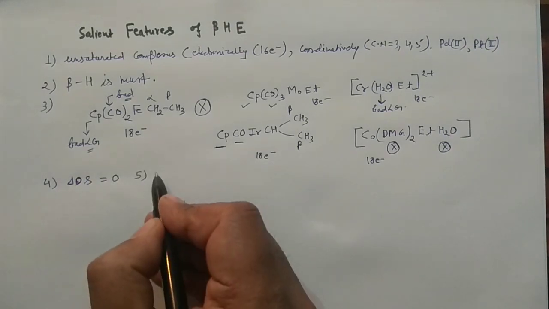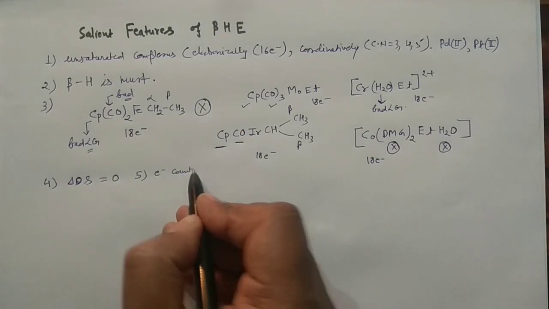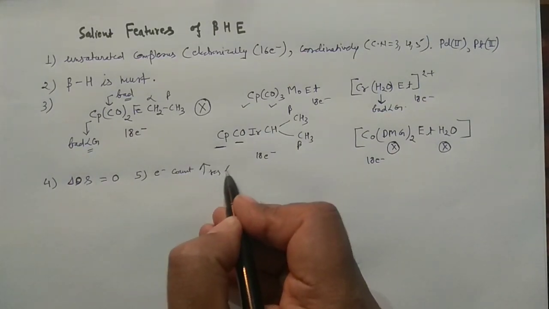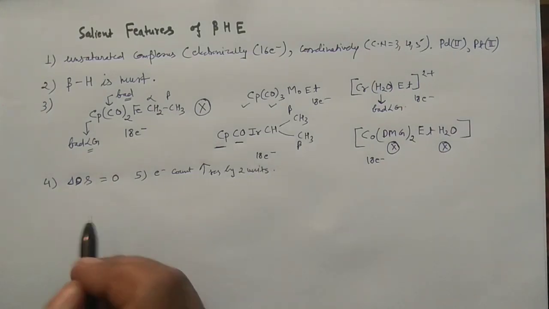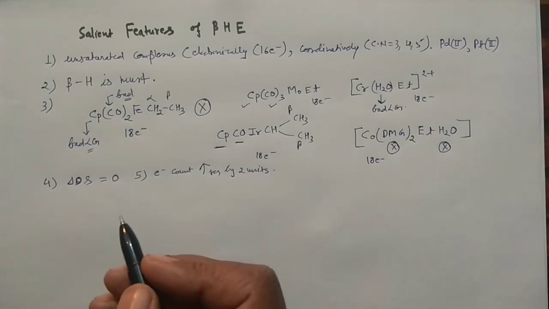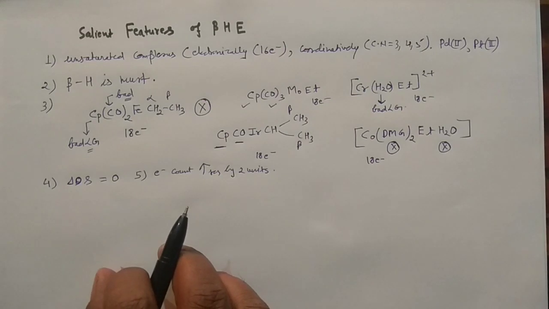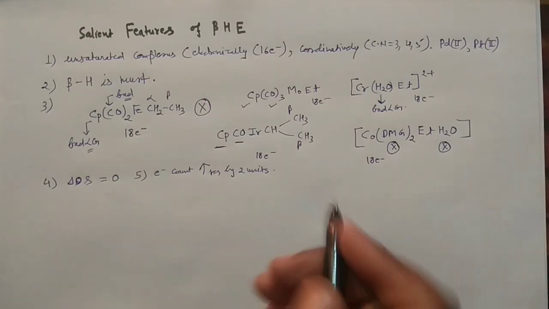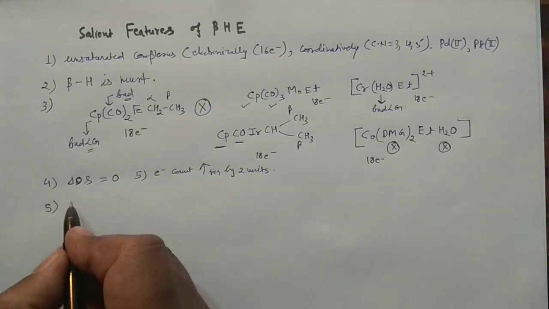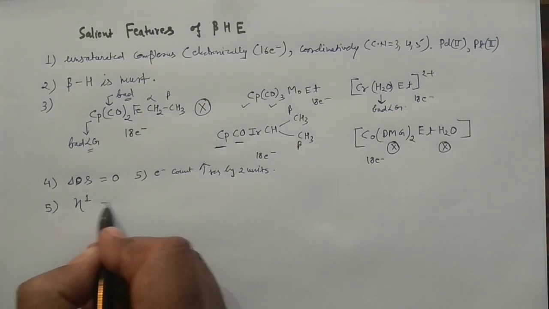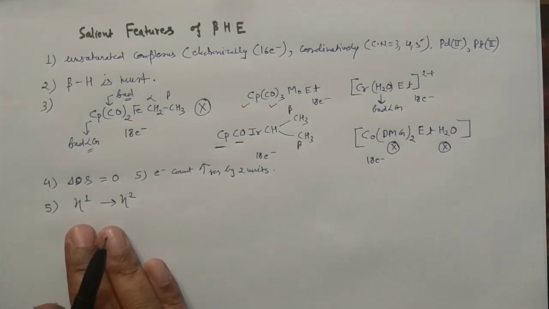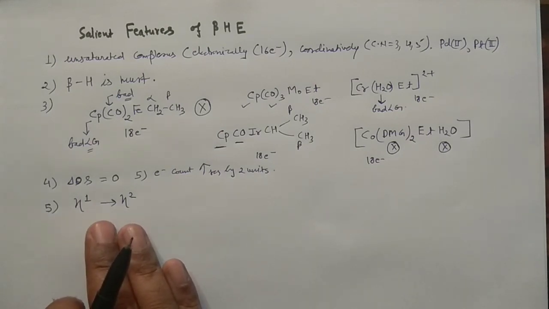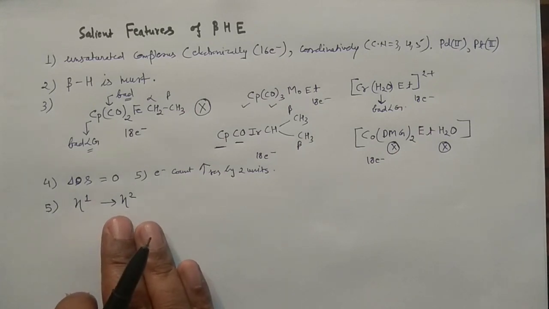And number 5, electron count will increase by 2 units. This is another feature, okay? And you can see these are some of the important points. And number 6, you can see hapticity. That means eta 1 changes to eta 2. This I have already told you. See, whenever this beta hydrogen elimination reaction occurs, alkene would be there as the product. So if the alkene is still connected to the metal, then the hapticity changes from eta 1 to eta 2.